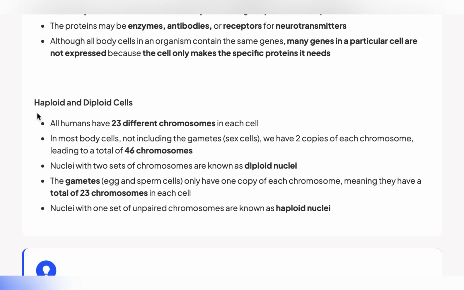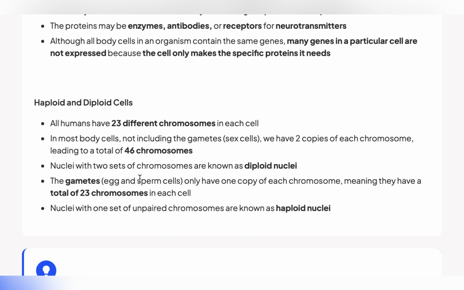Now let's take a look at haploid and diploid cells. All humans have 23 pairs of chromosomes, and together there are 46 chromosomes in our body. When we say 23 pairs, it means one on this side, one on this side, forming a pair. One on the left, one on the right. Altogether there are 46 chromosomes in our body.